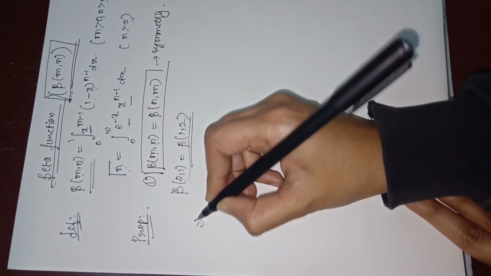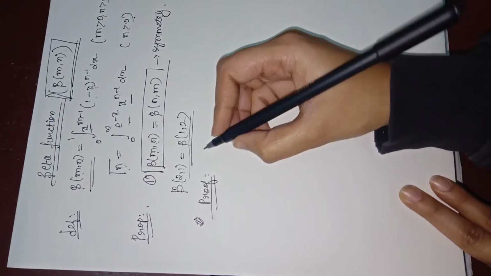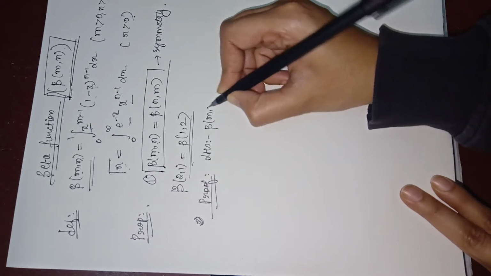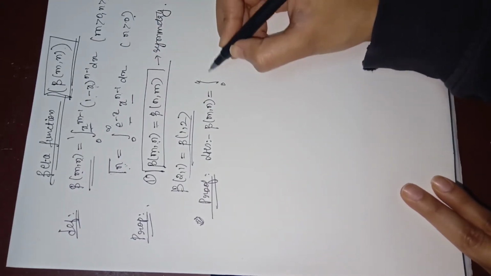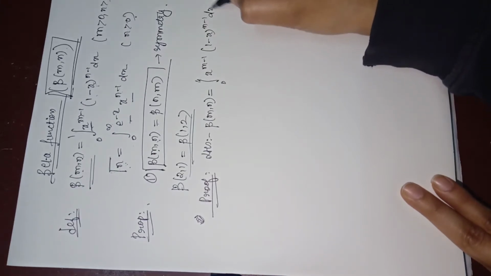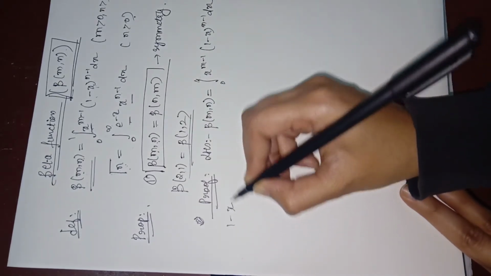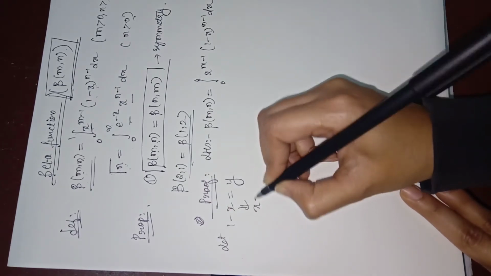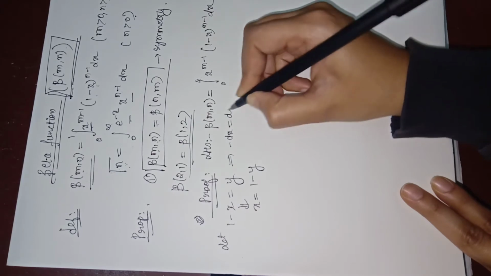I can also give a proof before going into the next property. It's very easy to prove this. So let me start from the LHS. What is the LHS? Beta(m, n). From the definition, we can simply write it here: integral from 0 to 1 of x raised to power m minus 1, 1 minus x raised to power n minus 1, dx. Now I'm making a substitution. Let 1 minus x equal y. So from here I have x equal to 1 minus y, and minus dx equal to dy.